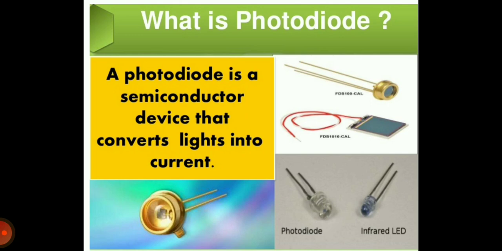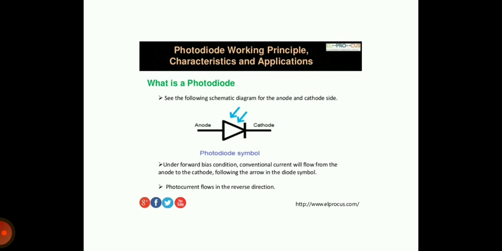Then the last one, that is the photodiode. A photodiode is a semiconductor device that converts light into current. Basically, this diode is also connected in reverse bias mode, and when light is incident on it, then current will flow through this device. This is also one of the special purpose PN junction diodes, which is manufactured to detect light. Then, introduction about photodiode.